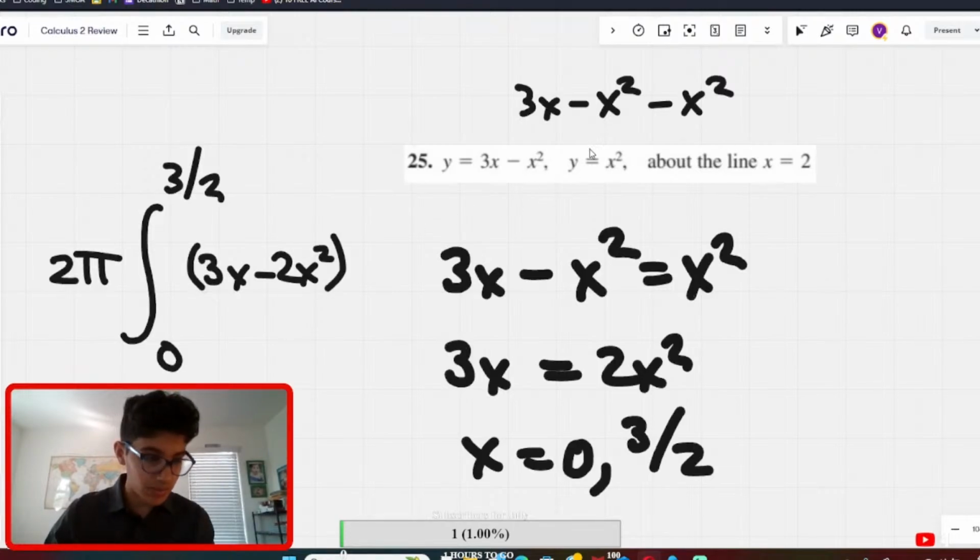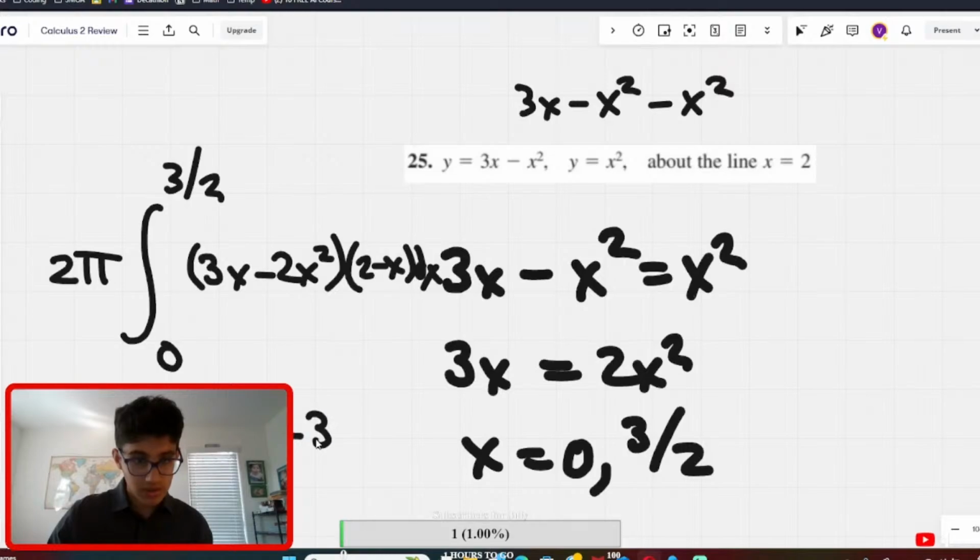Remember, we also need to multiply by the width or the distance from the axis. The line is x equals 2. So it must be 2 minus x, right? 2 minus x dx. Let's integrate this now. So it's 6x minus 4x squared minus 3x squared plus x cubed.